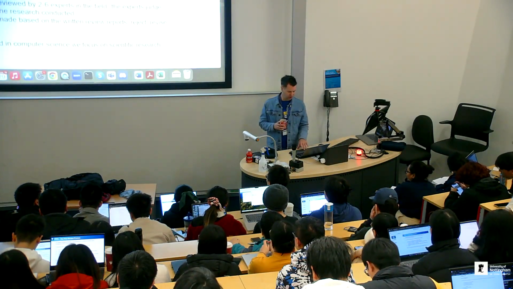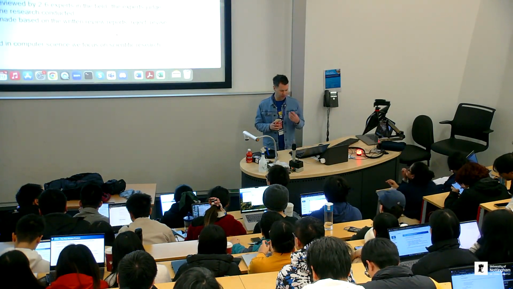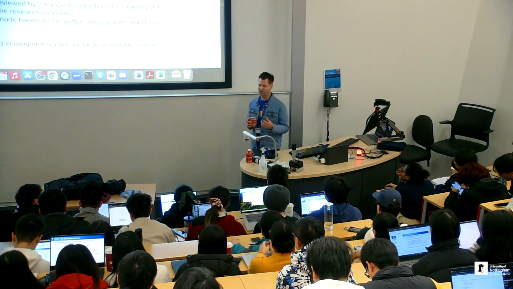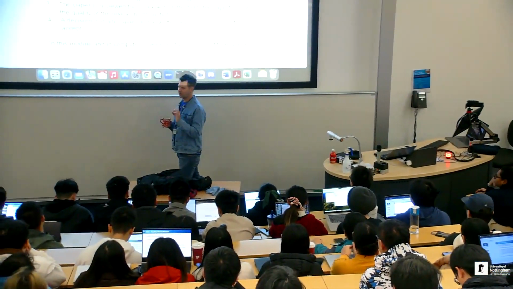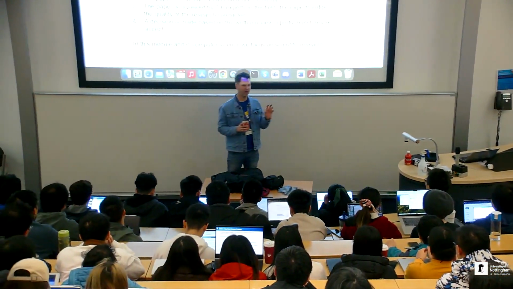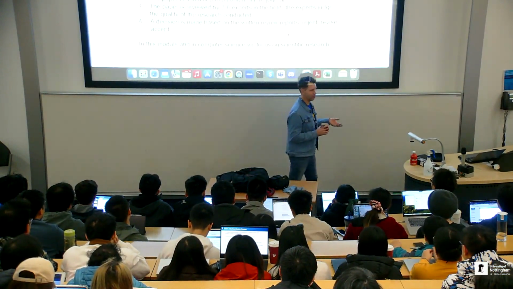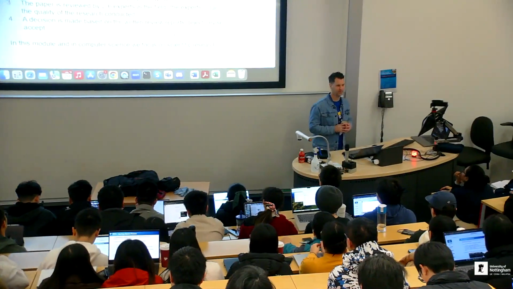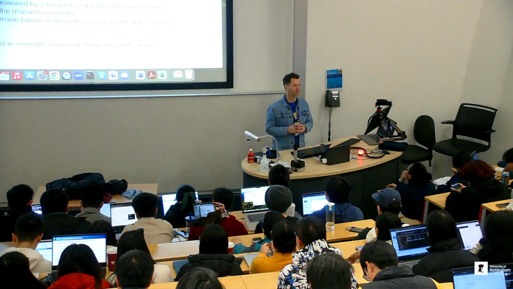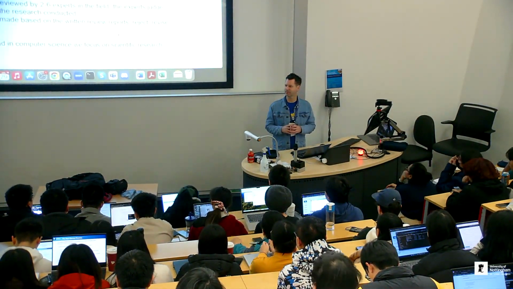So in this module and in computer science in general, we focus on scientific research. Scientific research is the gathering of peer-reviewed evidence to support a theory, hypothesis, perspective, and so on. Does that make sense? Hopefully.